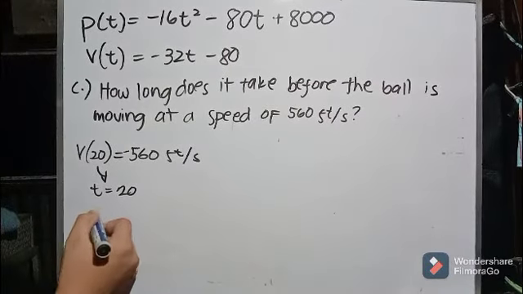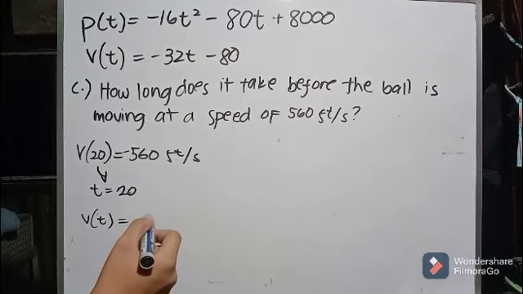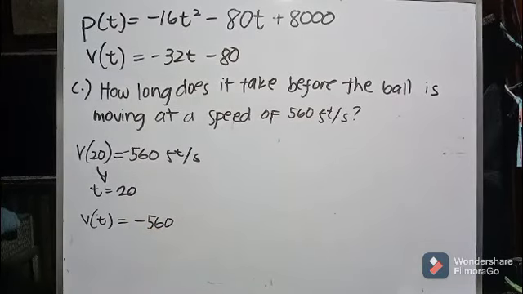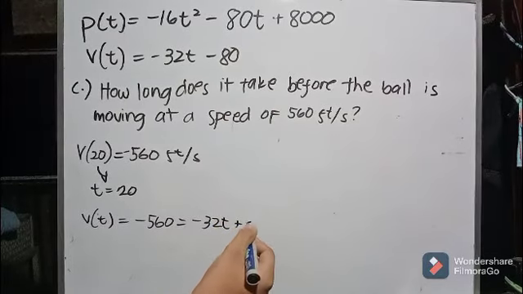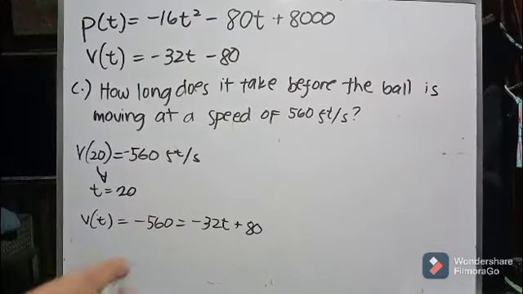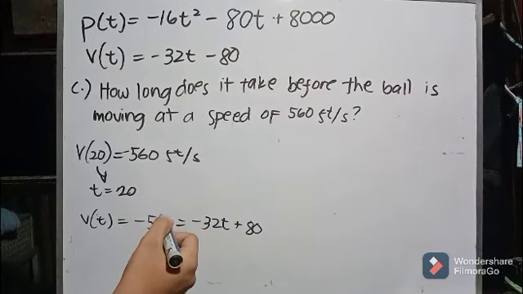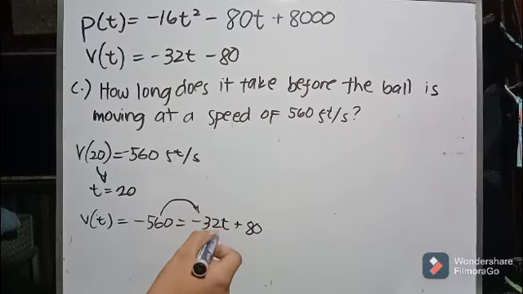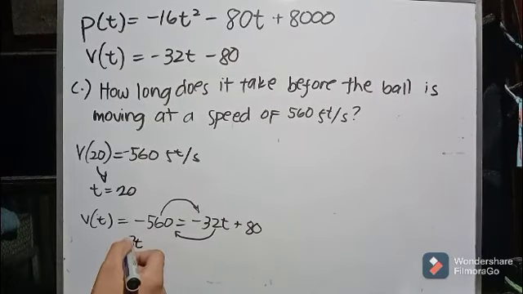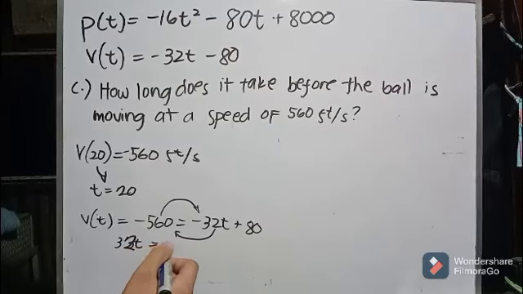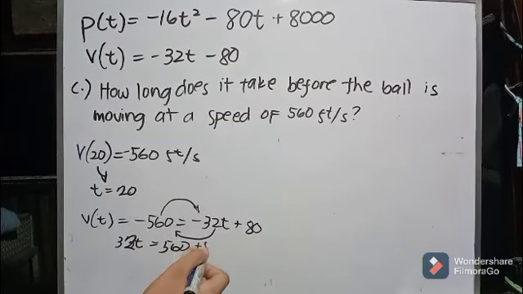is the V of T will be equated to negative 560 because the ball is moving downward, so the velocity is negative 560, and equals to negative 32 t plus 80. So negative 560 is equals to negative 32 t plus 80. So transfer it to the other side, and negative 32 t will be transferred to the other side too. So 32t is equals to 560 plus 80.